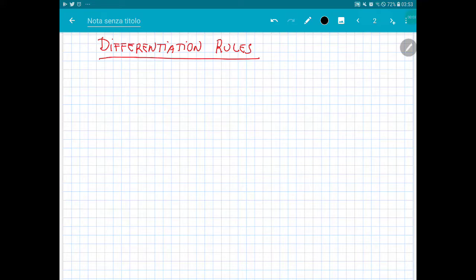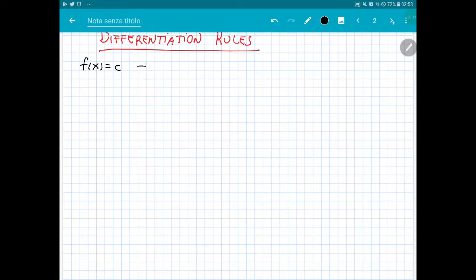Now we're going to complete a table of basic differentiation rules that we should all know. First, we start with f of x being a constant function. So when f of x is equal to a constant c, then the derivative f prime of x is equal to 0.